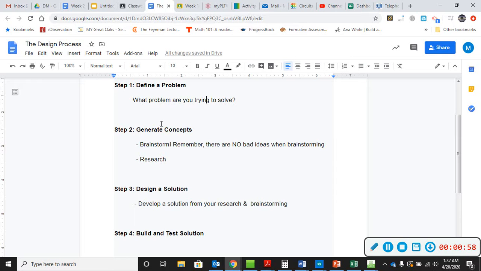Second step is generating concepts. Lots of ways to do this. The biggest way, most common way, is brainstorming. Lots of ways to brainstorm. You can draw sketches, you can just write ideas on paper, you can talk out loud with other people or to yourself. The big thing to remember with brainstorming is that there are no bad ideas.